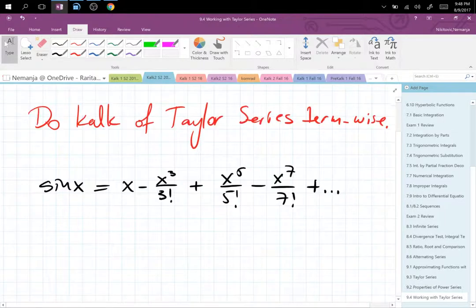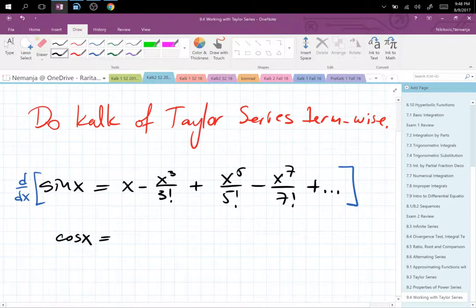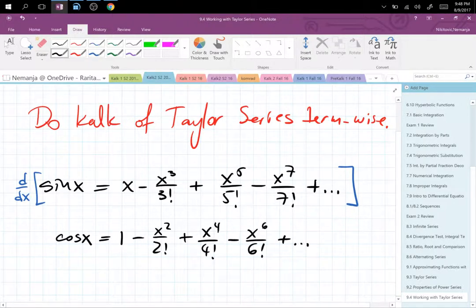You already saw me take the derivative with respect to x of sine x, and we obtain the cosine x equation. So the derivative of x is 1, and then minus x squared over 2 factorial plus x to the 4 over 4 factorial minus x to the 6 over 6 factorial plus dot dot dot. It is a power series.